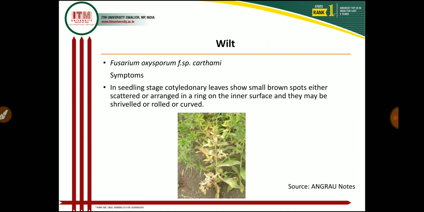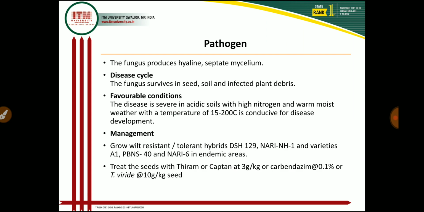As you see in the photograph, there are yellowish leaves due to the disease, and the plant also shows stunted and wilting condition. Then in pathogen characteristics, the fungus produces hyaline septate mycelium, and because this fungus is a Fusarium, it produces macroconidia as well as microconidia.